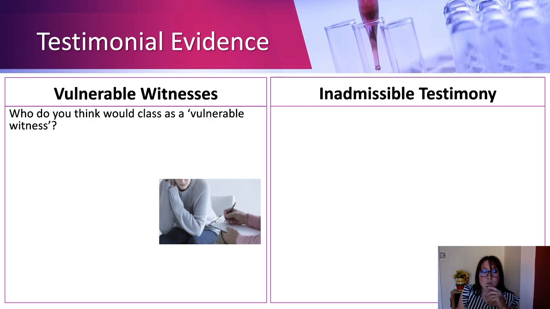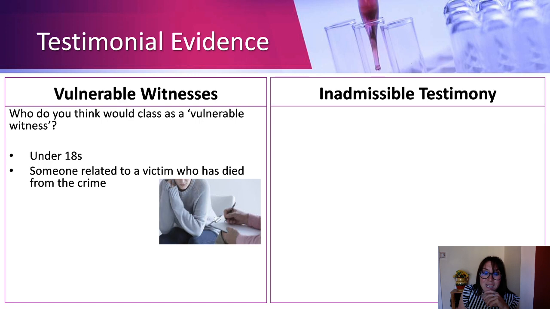Vulnerable witnesses. So I got my students to explain what they thought were vulnerable witnesses. Under 18s are vulnerable because they're not adults. Someone related to the victim who has died from the crime. Hence why in the Stephen Lawrence case, the interrogation that Dwayne, his best friend, experienced, who was the person there, and Stephen Lawrence died in his arms. Then his dad died, I think, the day before the trial. All of this really impacted, and that's why Stephen Lawrence's trial took so long to get to the conclusion.